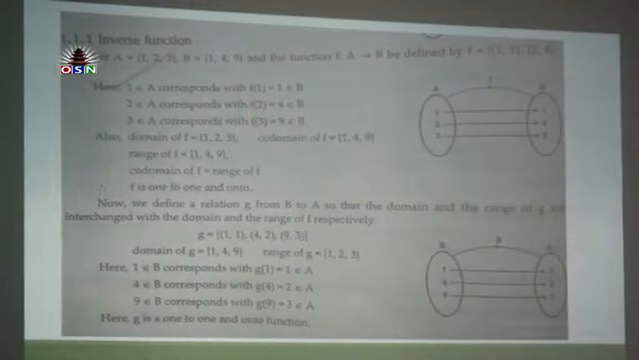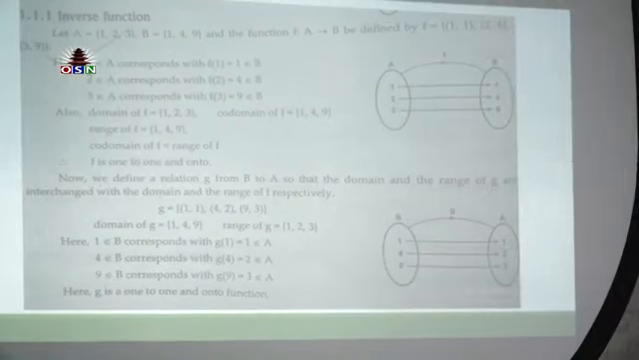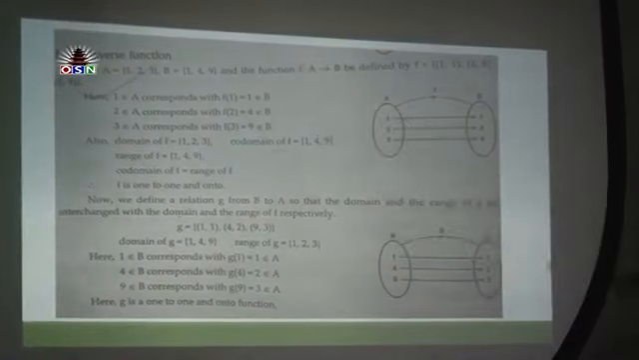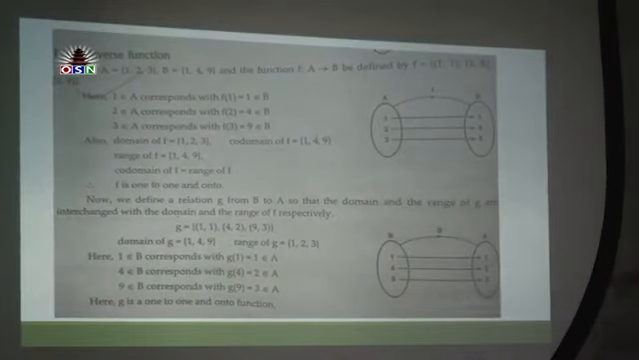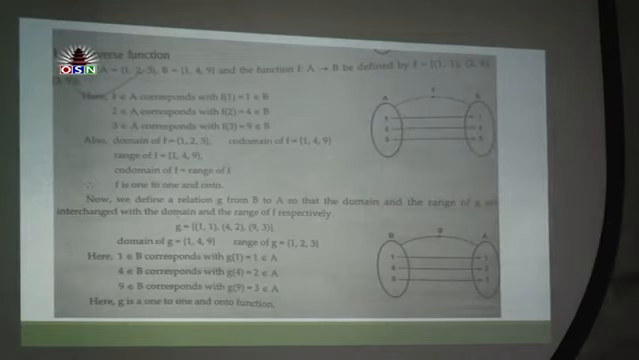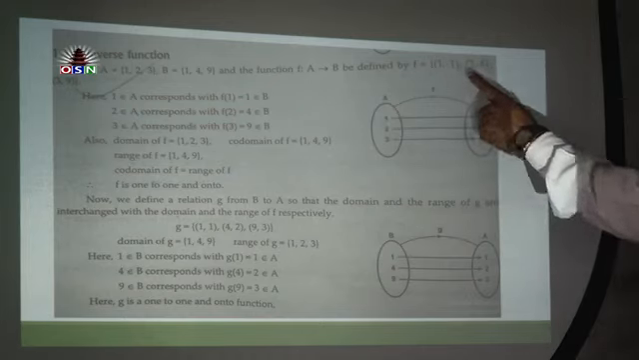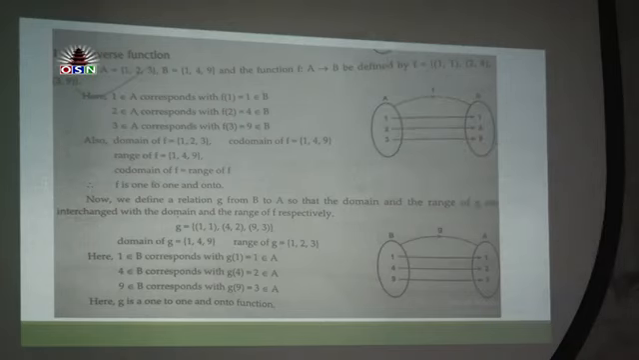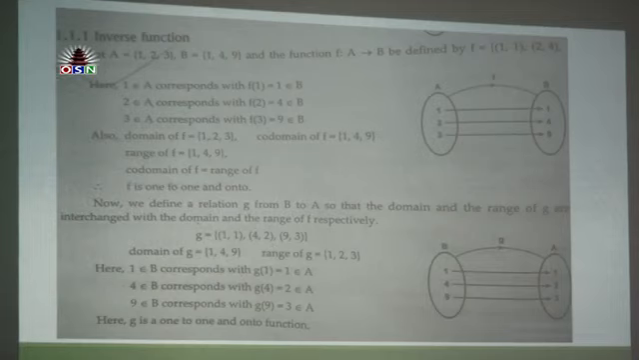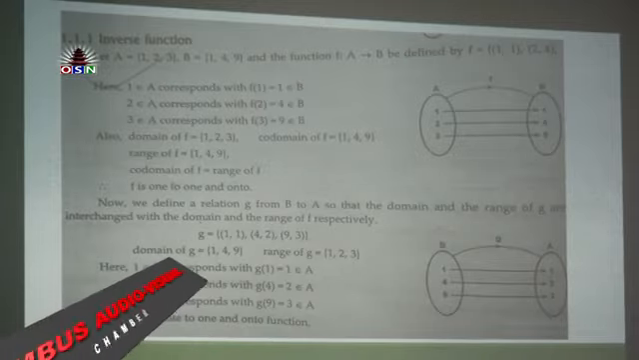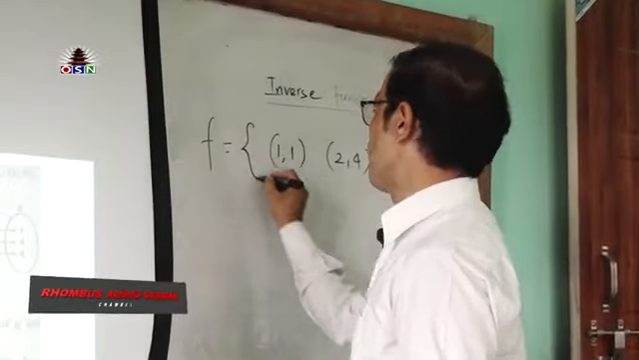Let A and B be two non-empty sets. Here 1, 2 and 3 are the elements of set A, and 1, 4, 9 are the elements of set B. Then the function from A to B is defined by function f, where you can make an ordered pair of input and output: (1, 1), (2, 4) and (3, 9). You can see the ordered pairs here. (1, 1) is an ordered pair, 2 maps to 4 is an ordered pair, and 3 maps to 9 is an ordered pair. Yes, this is function f.